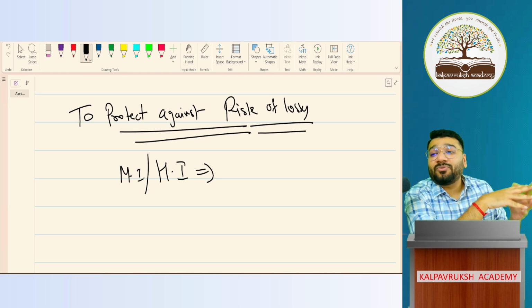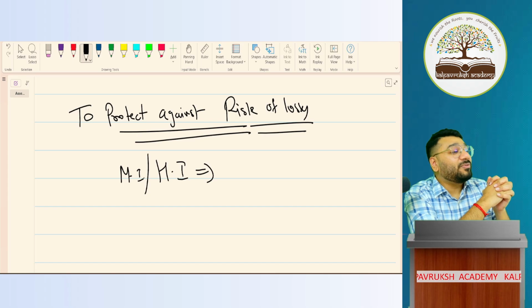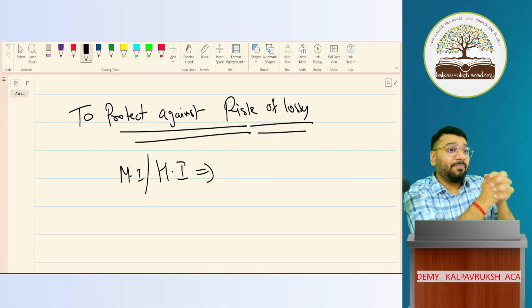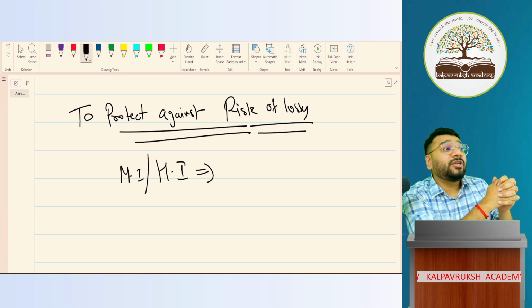So I took a suite room. Per day rental charges 20,000 rupees. How much? 20,000 rupees. Then the bill will come to 75,000, maybe 1 lakh also. All of a sudden 1 lakh rupees expenditure for any person, is it not a big shocker?